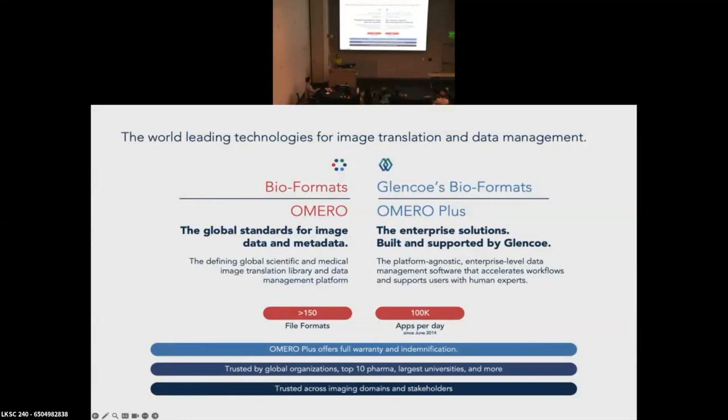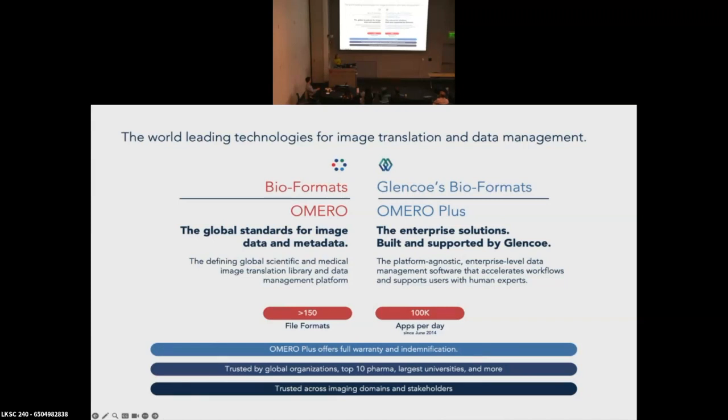Now, Glencoe Software not only develops and supports our commercial products, but we also do a lot of development that we bring back into the open source community. And so this is a real partnership, and it's incredibly important to us, not just our customers with commercial licenses, but members of the open source community as well. So just a couple of numbers and statements to back up this statement that we've become the sort of standard for bioimaging data. So Bio-Formats is an image translation library, supports over 150 different file formats.